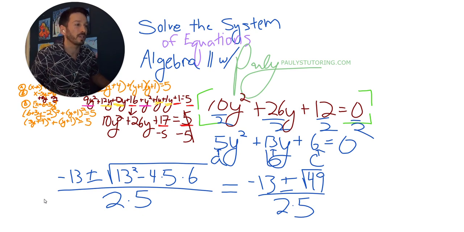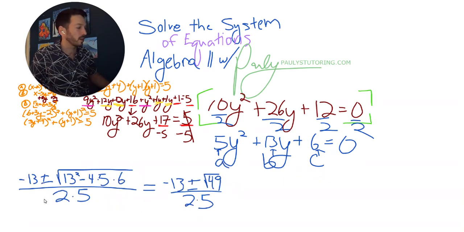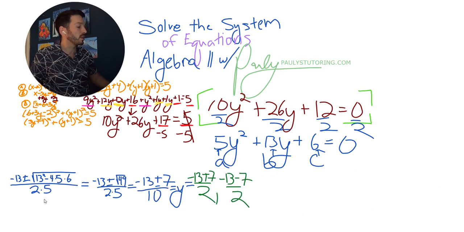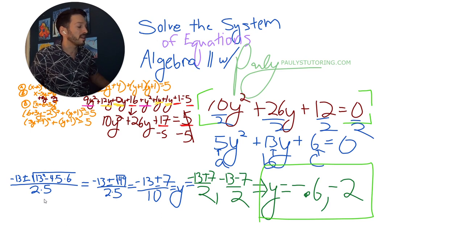Well, root 49, we know what that is. So this is hopeful. We are going to get some nice numbers here. And this ends up simplifying to negative 13 plus or minus 7 over 10. Remember, there's two possible solutions, or in this case, two solutions. And so we'll get negative 0.6 and negative 2.